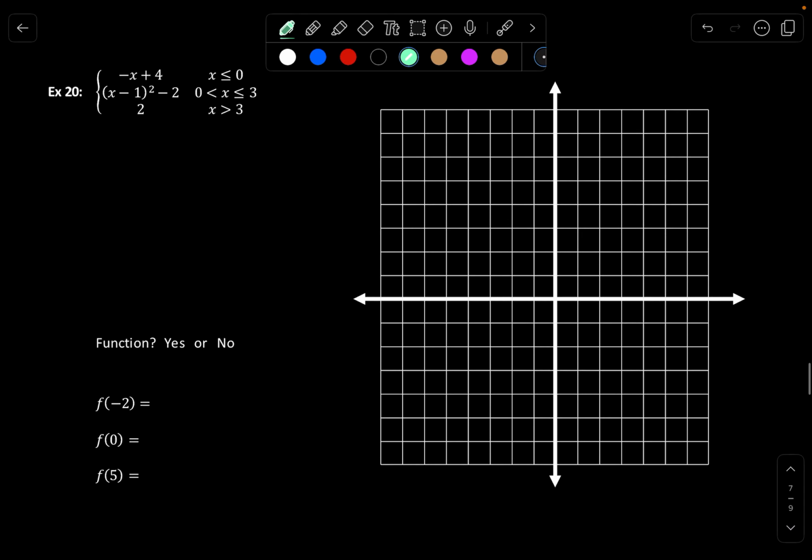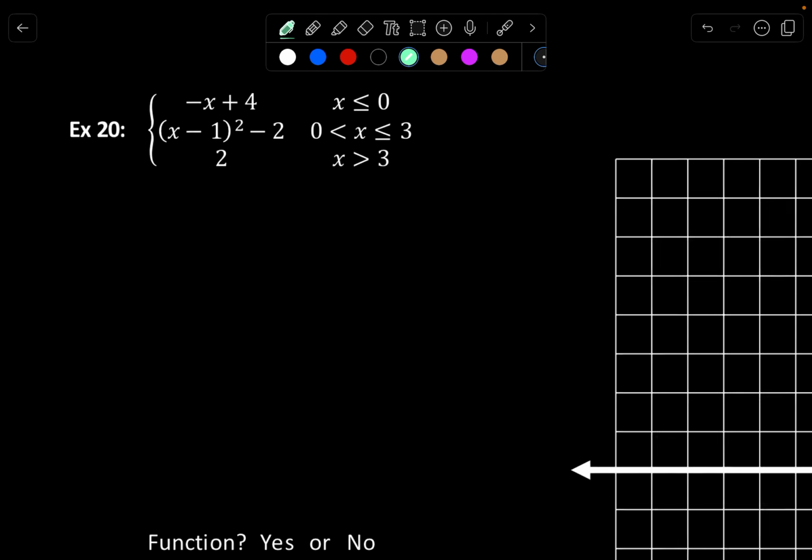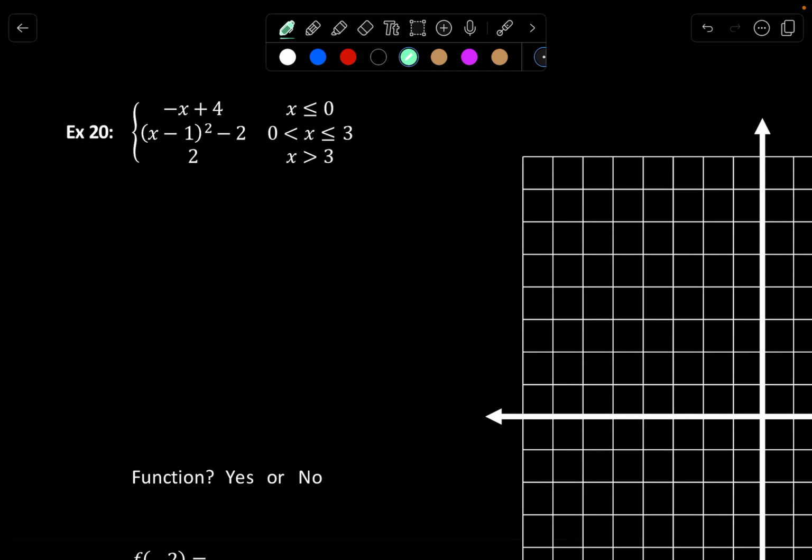All right, next one. This one has 3 pieces. This is pretty common, seeing 3. You rarely will see 4, but mostly you'll see 2, sometimes you'll see 3. For this one, we're going to start with negative x plus 4, and let's follow the same process. This is for when x is less than or equal to 0. So I'm going to start with 0 and then go -1, -2. That should be enough.